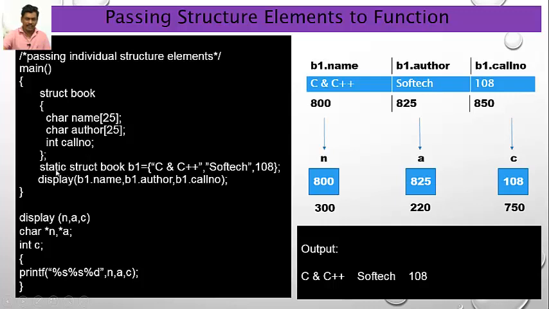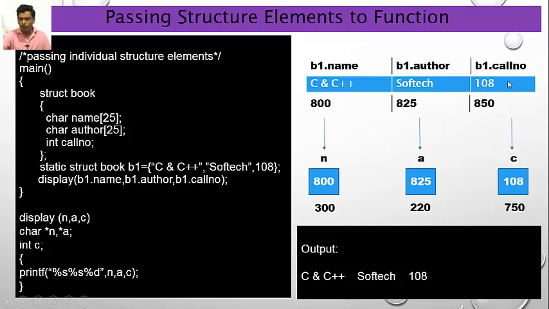Here we declare and initialize the value. Static struct book b1. b1 is a structure variable equal to C and C++. That C and C++ is assigned to name. b1.name. This is the memory mapping of b1. b1 consists of 3 locations: b1.name, b1.author, b1.call number. b1.name consists of 25 bytes. So b1.author occupies 25 bytes. b1.call number occupies 2 bytes.